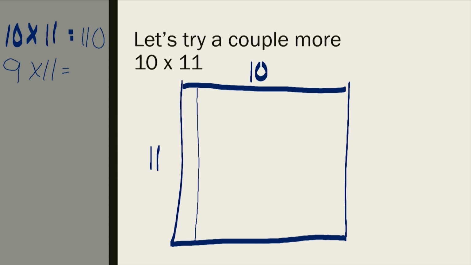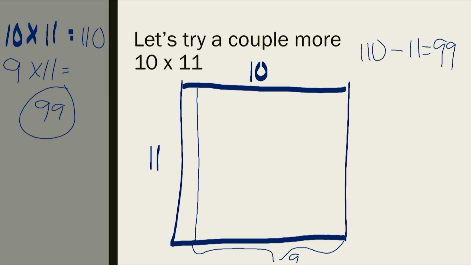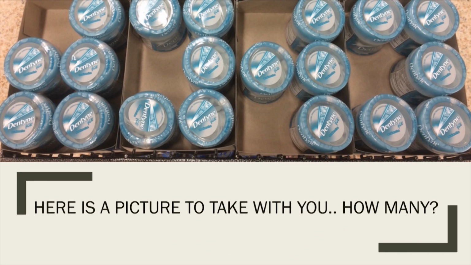So this 9 groups of 11 means that I'm going to say 110 minus 11 equals... did you come up with 99? If you came up with 99, you are correct. Sometimes it's helpful to go to a friendly number that you know and then take away a group to find your next answer.